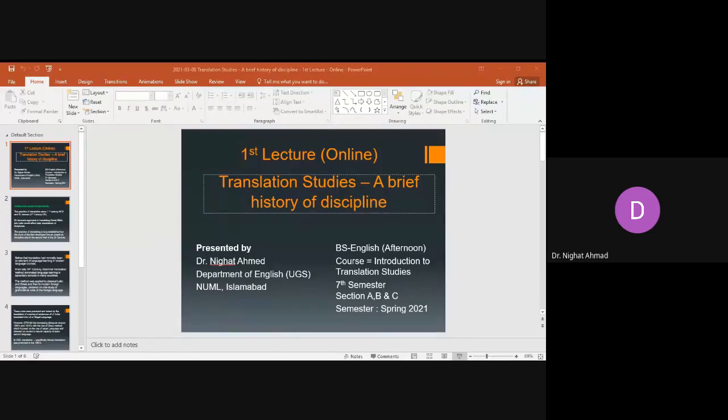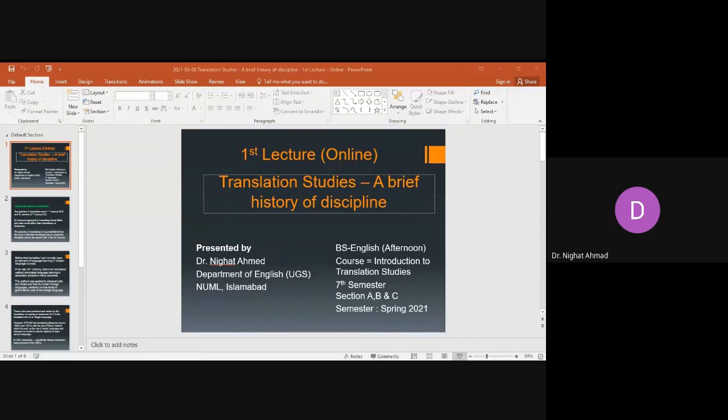The history of the discipline, by which I mean translation studies. For this, you can refer to page number 7 of your handouts. If you have it handy in front of you, I'm going to focus on that, with the same title as your handout: A Brief History of Discipline. This is page number 7, section 1.3.